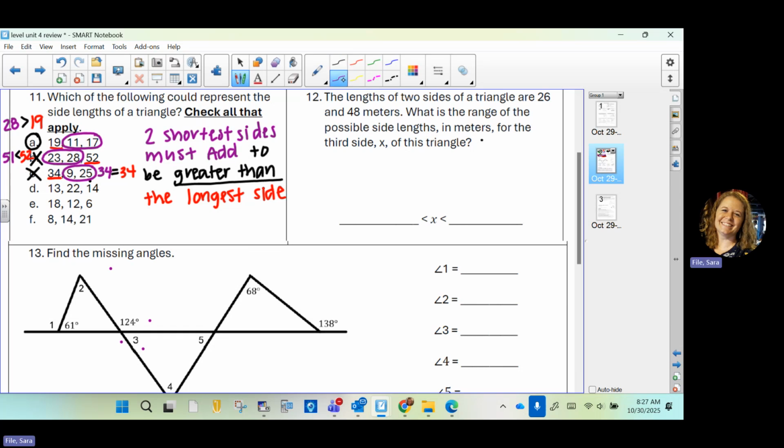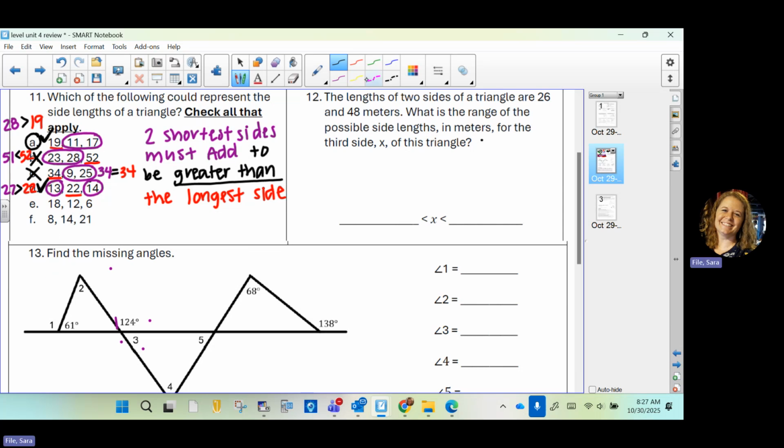All right, what are my two shortest sides in D? What do 13 and 14 add to? So 27. How does 27 compare to the longest side, which is 22? 27 is greater than 22. So that one can. You can put a check or circle it if you have room. Okay, so far we've got A and C work.